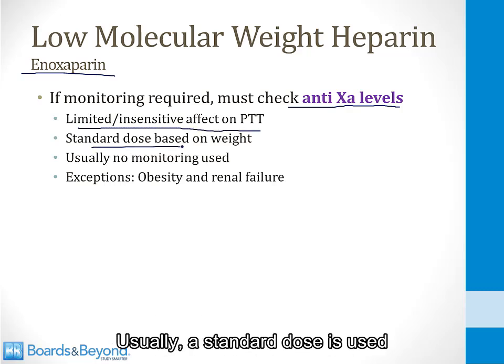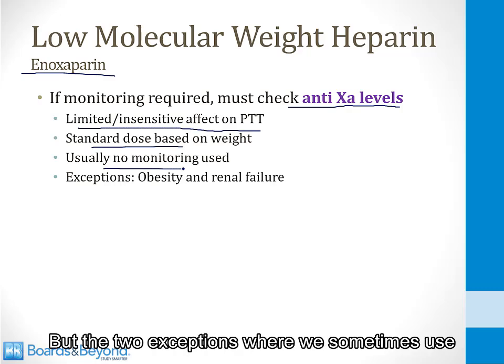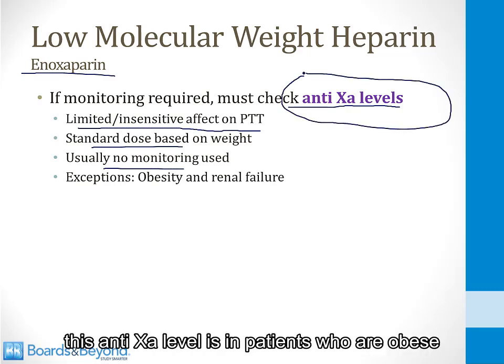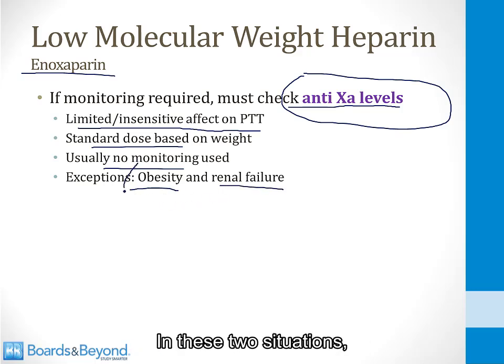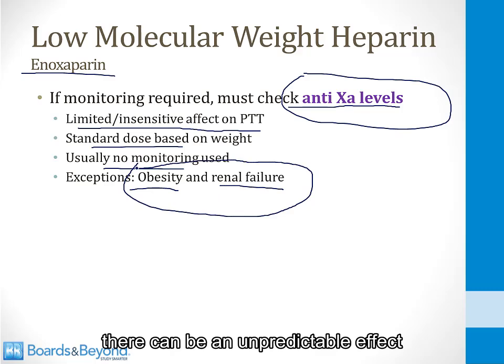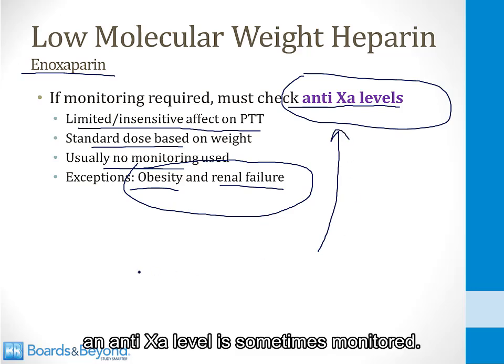Usually a standard dose is used based on weight with no monitoring, but the two exceptions where we sometimes use this anti-10A level are in patients who are obese or patients with renal failure. In these two situations, there can be an unpredictable effect of low molecular weight heparin, and for that reason, an anti-10A level is sometimes monitored.